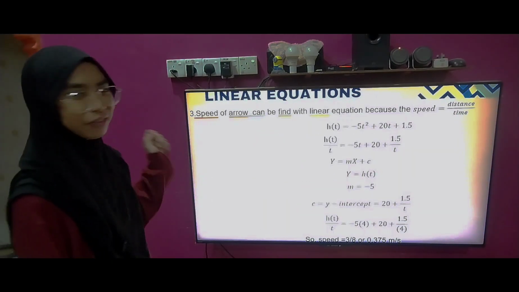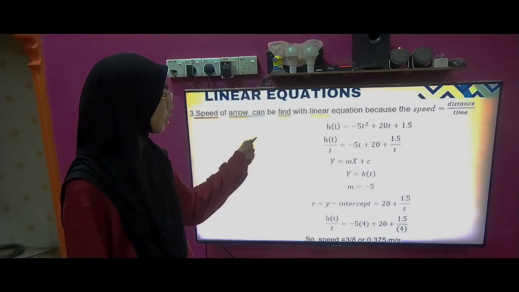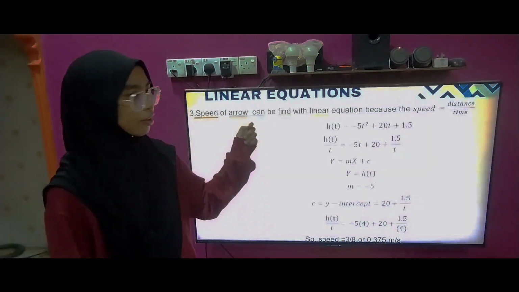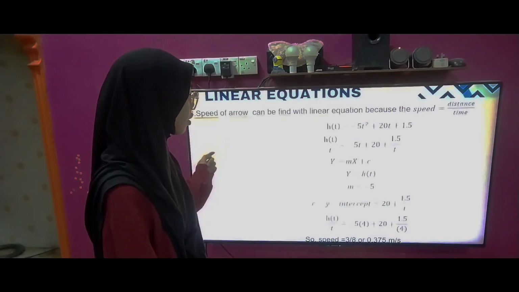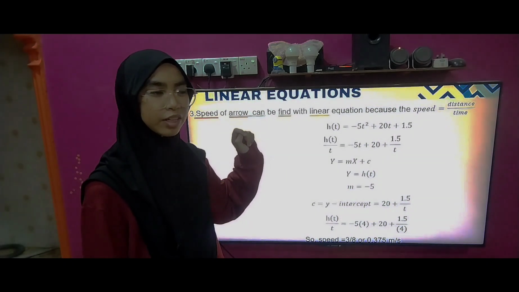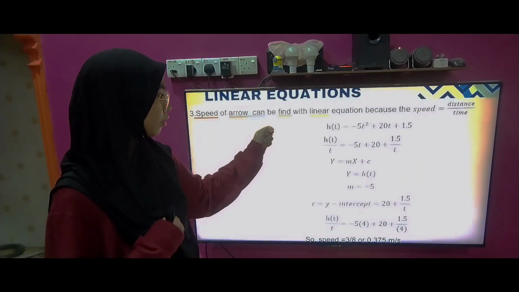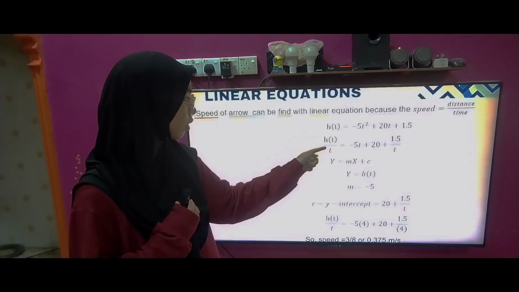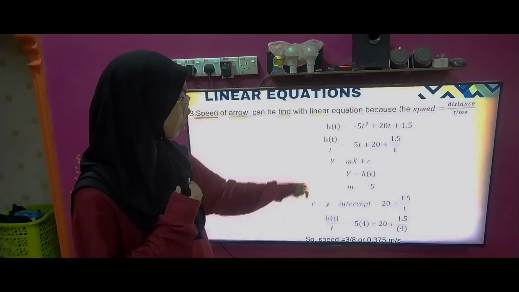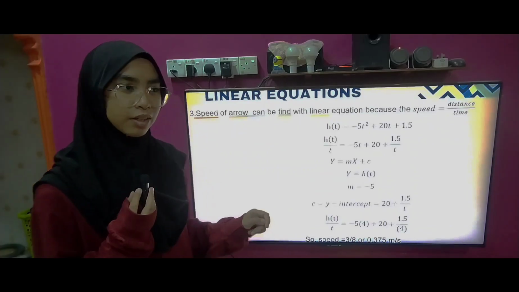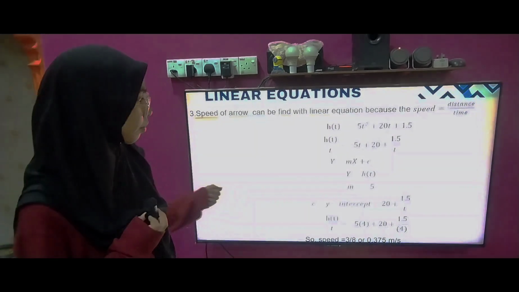Okay, next. For the linear equation, we'll get to number 3: the speed of the arrow can be found with a linear equation, because the speed, as we know, is represented by distance divided by time. We'll take the quadratic equation that we had earlier, which is ht equal to negative 5t squared plus 20t plus 1.5, and then we'll divide it by t. This is because I said earlier that speed is equal to distance per time.